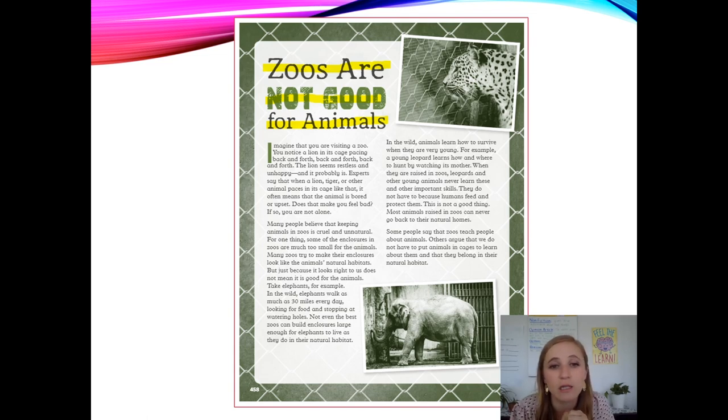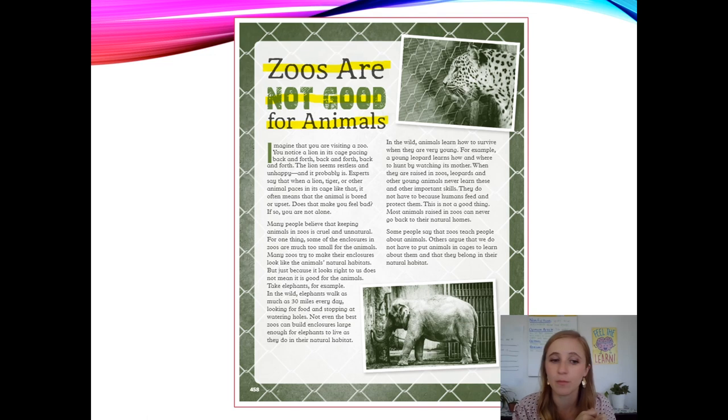Imagine that you are visiting a zoo. You notice a lion in its cage pacing back and forth, back and forth, back and forth. The lion seems restless and unhappy, and it probably is. Experts say that when a lion, tiger, or other animal paces in its cage like that, it often means that the animal is bored or upset. Does that make you feel bad? If so, you are not alone.